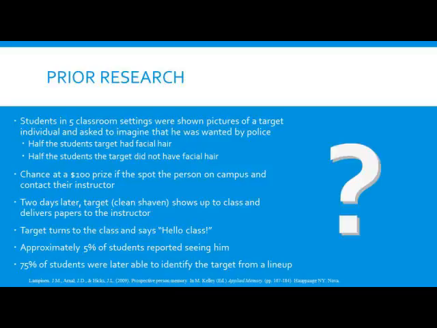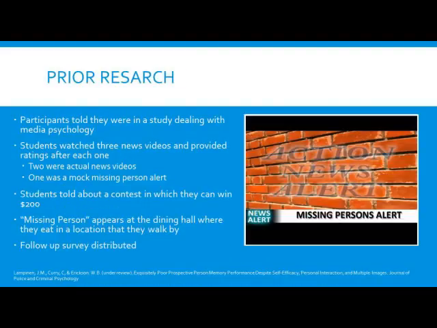But we submitted a follow-up lineup identification task, including the target individual, and 75% of the students recognized him in the lineup. So clearly something else was preventing students from reporting their sightings. Now, a similar project added a bit more realism and showed participants a realistically produced missing persons alert in our lab. Again, we had a prize of $200 to provide more incentive this time to gain reports.